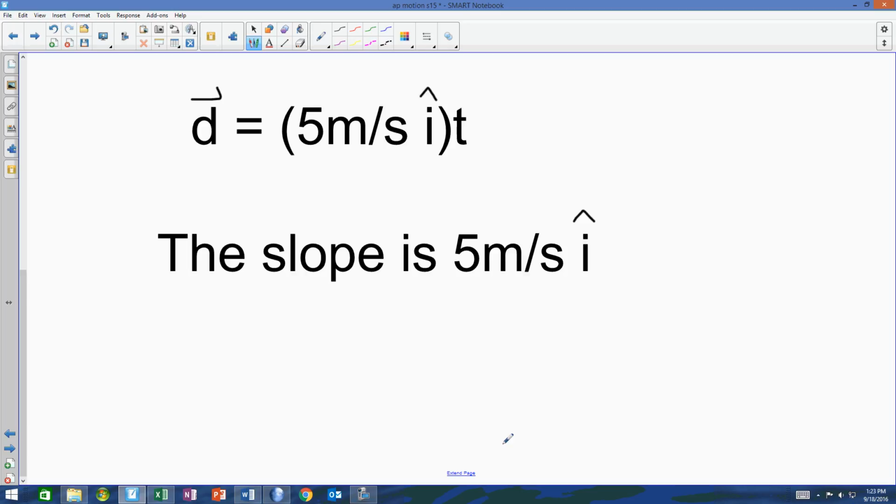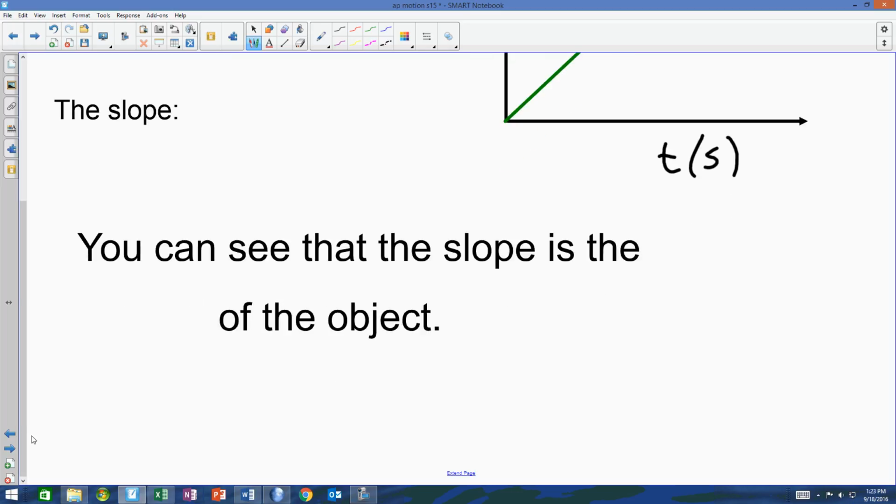Okay, so we can see that the slope is what? What are the units of meters per second? Let's go ahead and erase this. That's right, it's a velocity. So you can see that the slope of this line is going to be the velocity of the motion. If you have any questions, go ahead and make a note in your lecture notes and you can ask me in class.